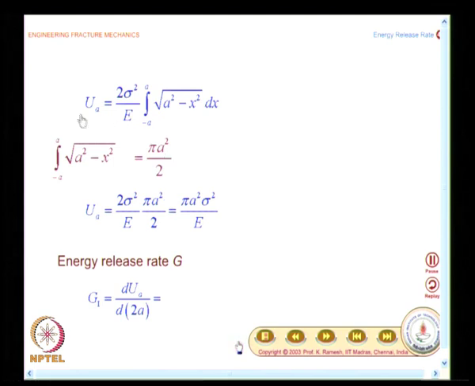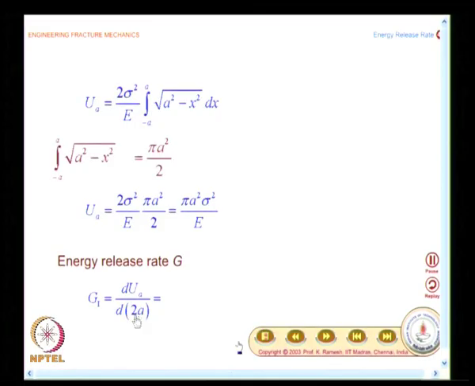and when I want to find out the complete energy, it is nothing but 2 sigma square divided by E into this integral value. So, when I substitute it here, I get pi sigma square a square divided by E. This was the same as what we got earlier. At that time we assumed it as pi by 2, if you recall the way we took the value of lambda.